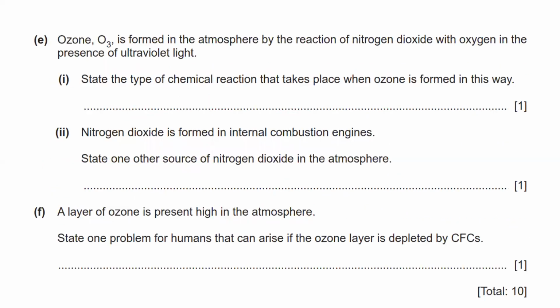Then moving ahead, part E. It says ozone O3 is formed in the atmosphere by the reaction of nitrogen dioxide with oxygen in the presence of ultraviolet or UV light. State the type of chemical reaction that takes place when ozone is formed in this way. So this is a photochemical reaction. You can say just photochemical reaction.